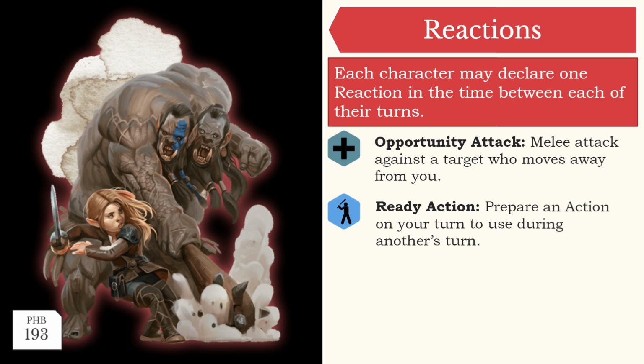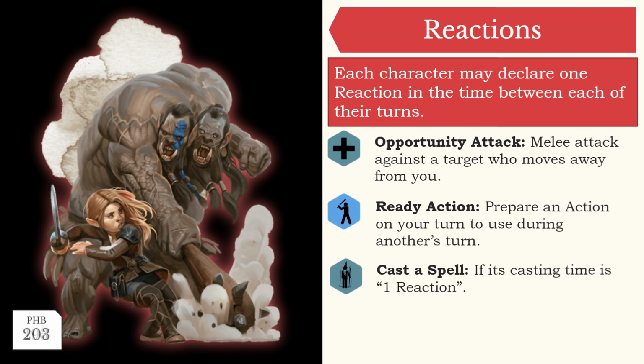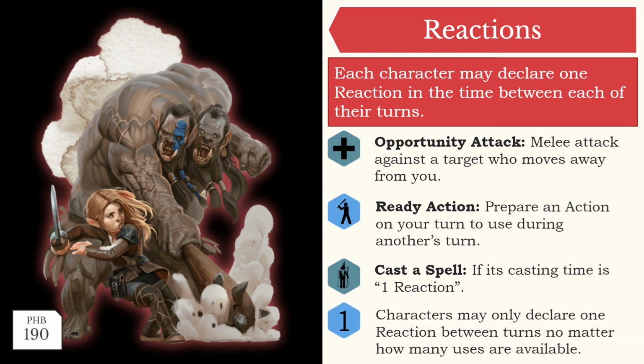More uses for your reaction may be granted by other means. For example, some spells have a casting time of one reaction, but much like with bonus actions, when something grants a reaction, what they're saying is you can add that item to your list of reaction options, but you're still limited to choosing only one reaction per turn.